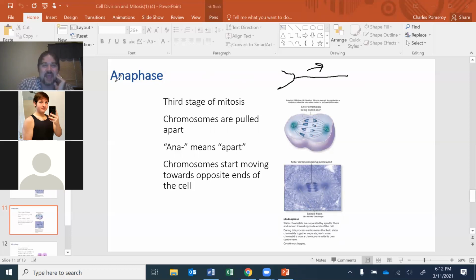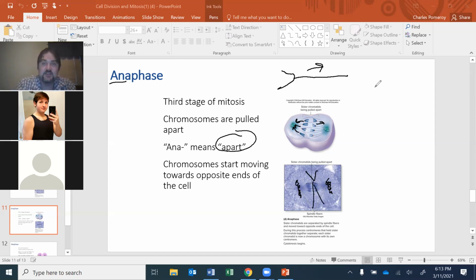That's called anaphase. Ana, okay, that word means apart. So anaphase is the phase where the chromosomes get pulled apart. They're going to get pulled towards the opposite sides. So they're going to come this way. And then once they arrive over here at the opposite ends of the cell, then the cell will start to split down the middle. Okay.